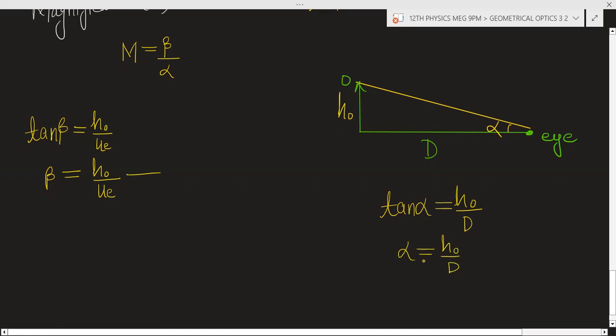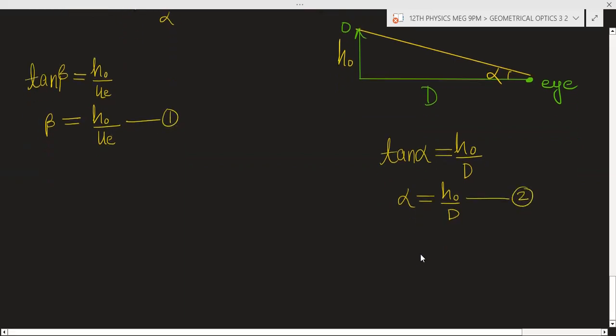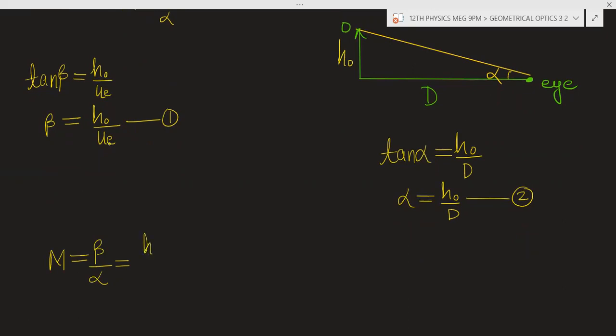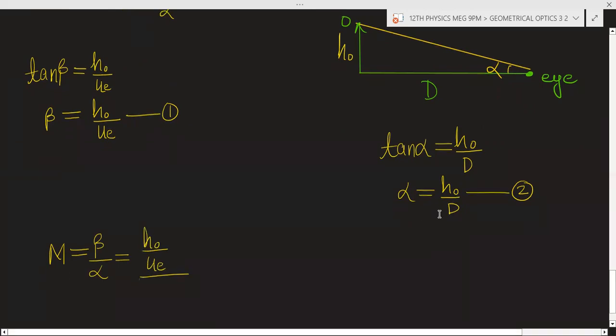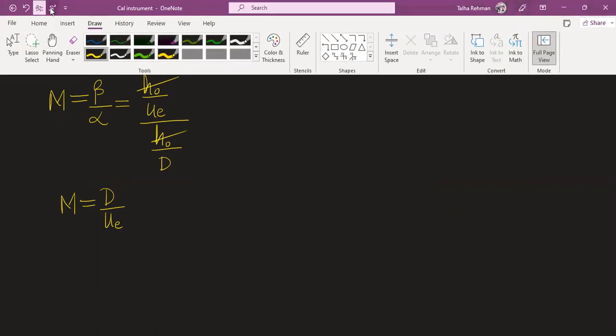Suppose this is equation number 1 and this is equation number 2. Now find the magnification. Magnification is equal to beta by alpha. Beta is HO by UE, divided by HO by D. So HO and HO will cancel out. So the magnification of the simple microscope will be D by UE.